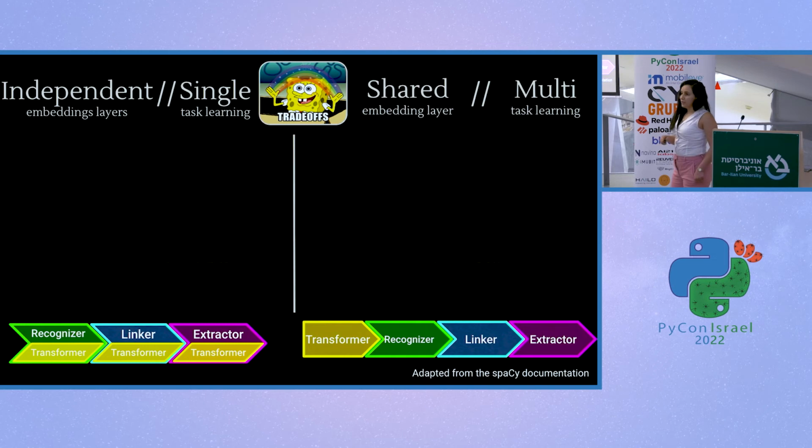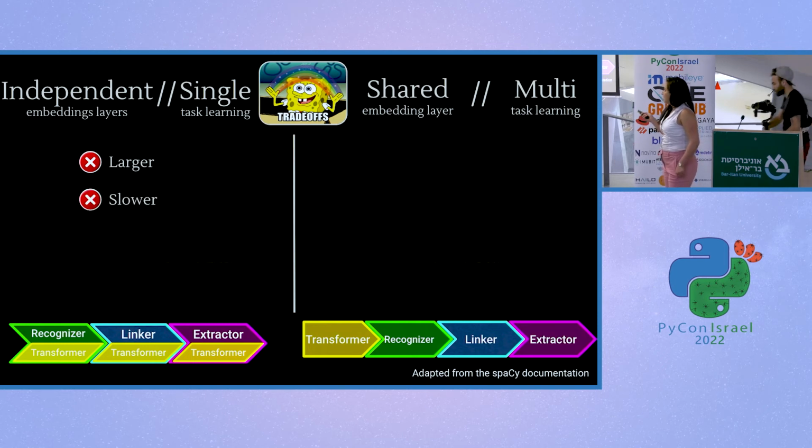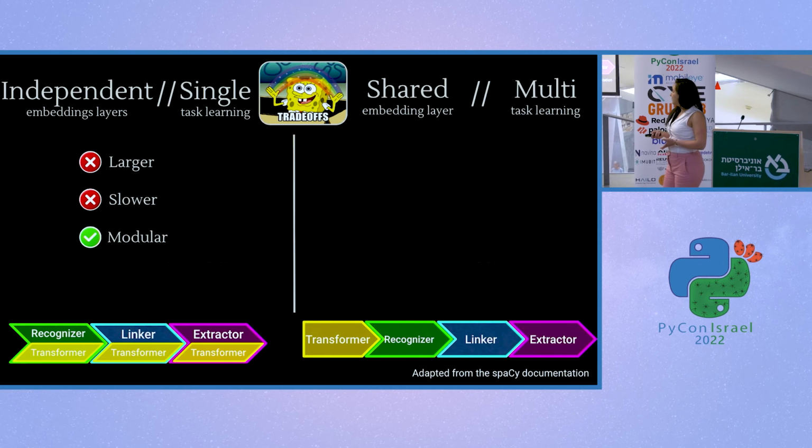There are different trade-offs to choosing each approach. With the independent embedding layer, or single task learning, we have a larger and slower model, right? Because we have several transformers, and transformers have lots of parameters. But it is more modular because each of the models is independent of the others, so you can train one of them in isolation. And for the shared embedding layer, or multitask learning, it's pretty much the opposite. We have a smaller and faster model, right?